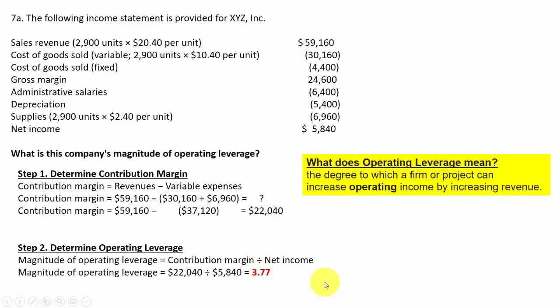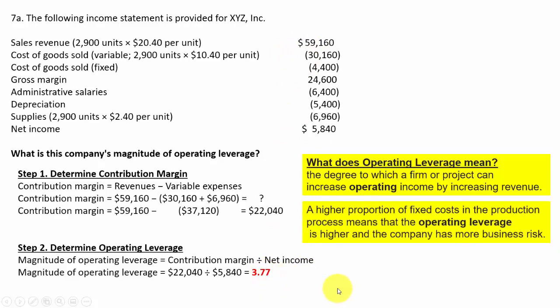on the bottom line. Now, let me repeat that. So what does operating leverage mean? It means the degree to which a firm or project can increase operating income by increasing revenue. So once again, if the current leverage is 3.77, that means they can raise their revenue $1 and get $3.77 in profit for doing that.